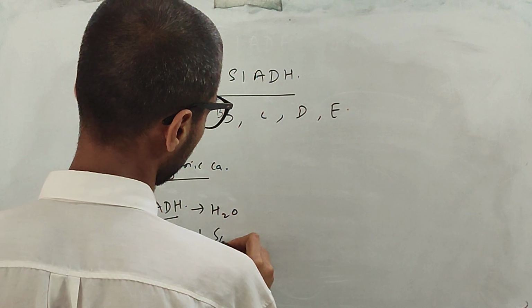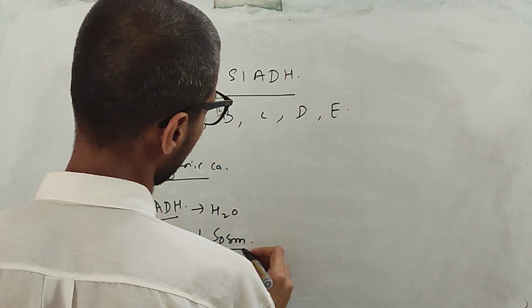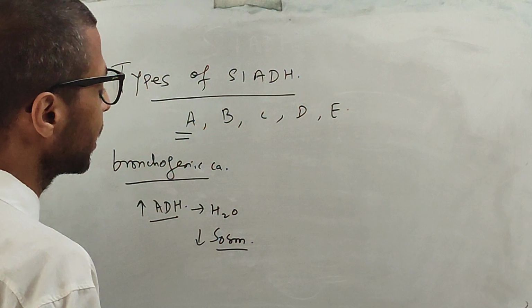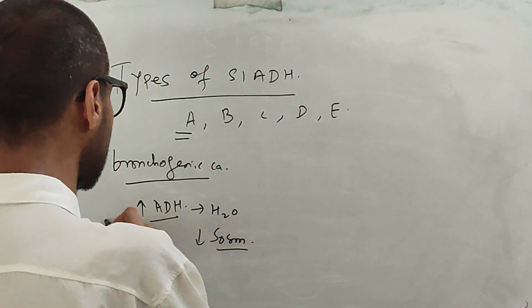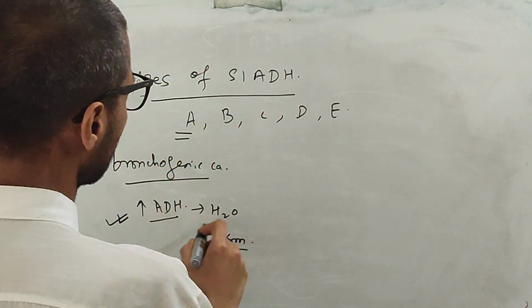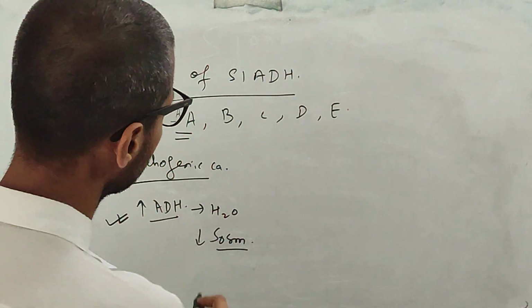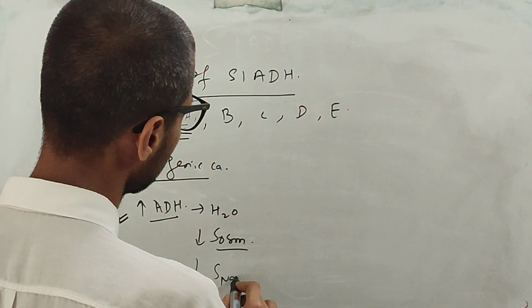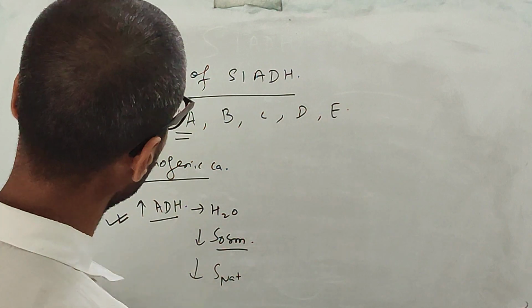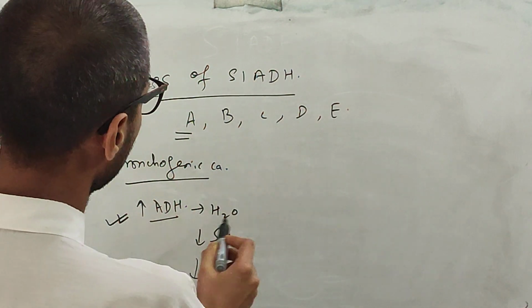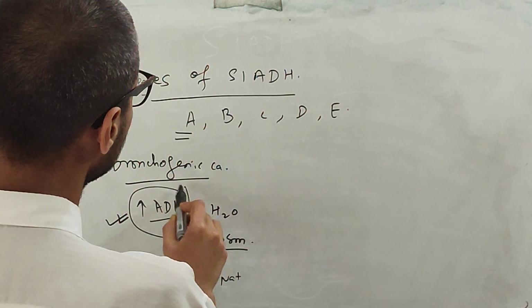This lowers the serum osmolality, and this low serum osmolality cannot suppress ADH, so there is again more ADH secretion. Then again serum osmolality decreases, serum sodium concentration decreases. So this is type A SIADH. If you check the serum ADH, it is high.